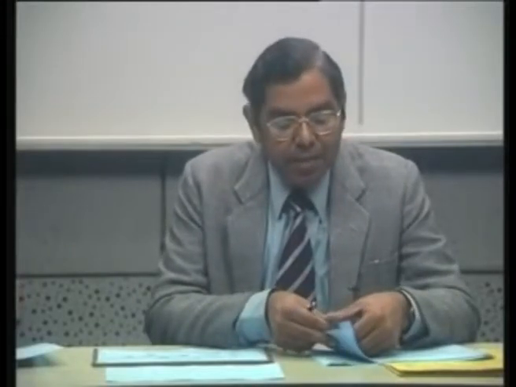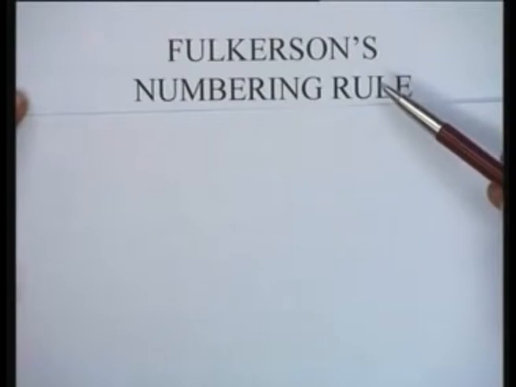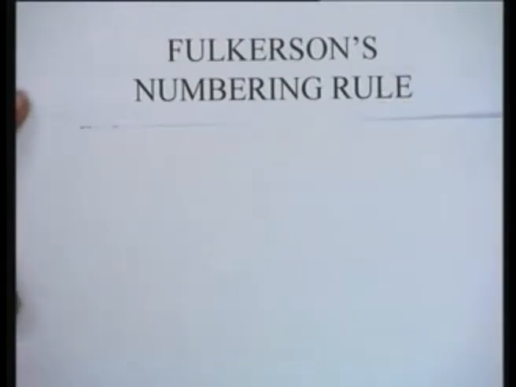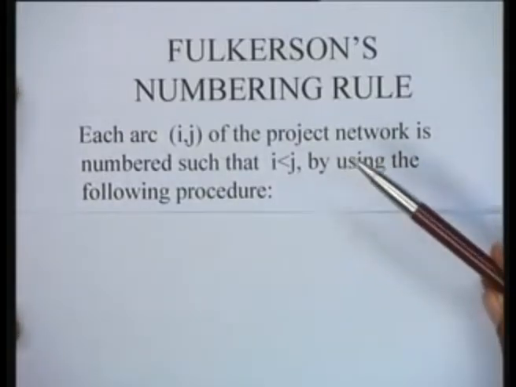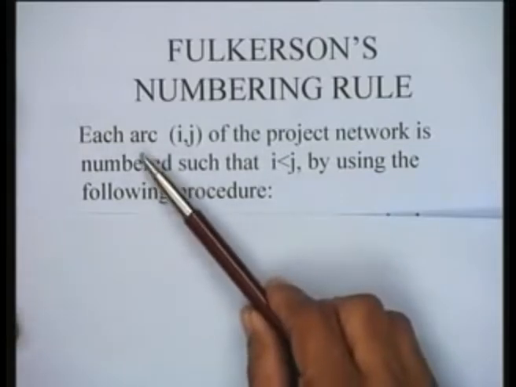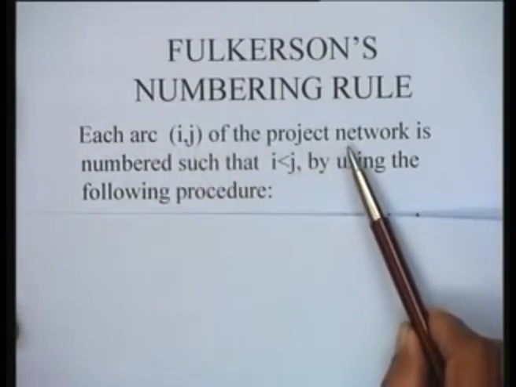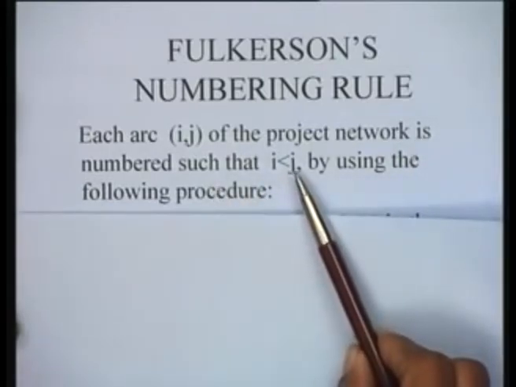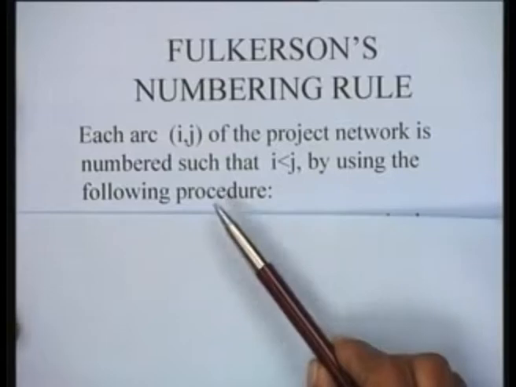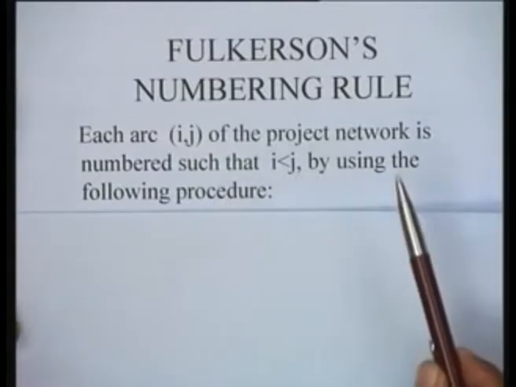Let us now examine Fulkerson's numbering rule. Fulkerson's numbering rule is, as I indicated to you, essentially a procedure by which we are going to number the nodes of the network. It is a very convenient procedure, and the essence of the procedure is that each arc ij of the project network is numbered such that i is strictly less than j. So, when you are referring to a particular job, you will always be going from a lower numbered node to a higher numbered node, and not vice versa.